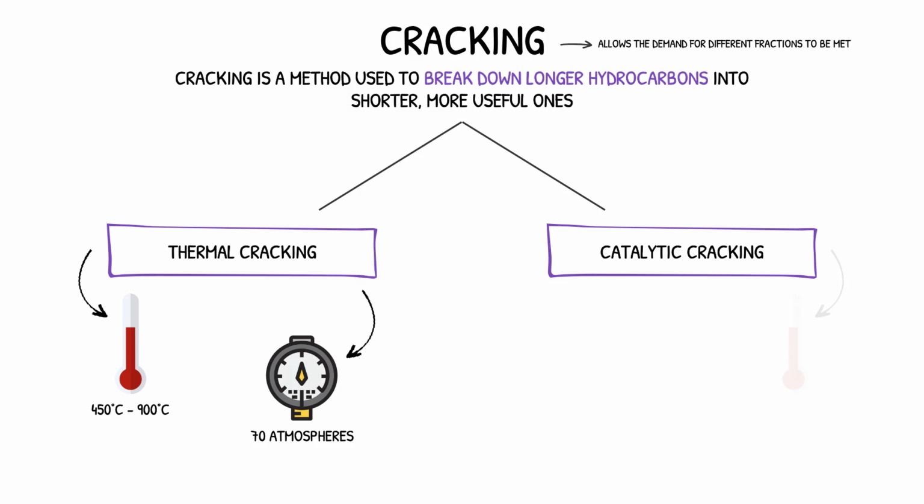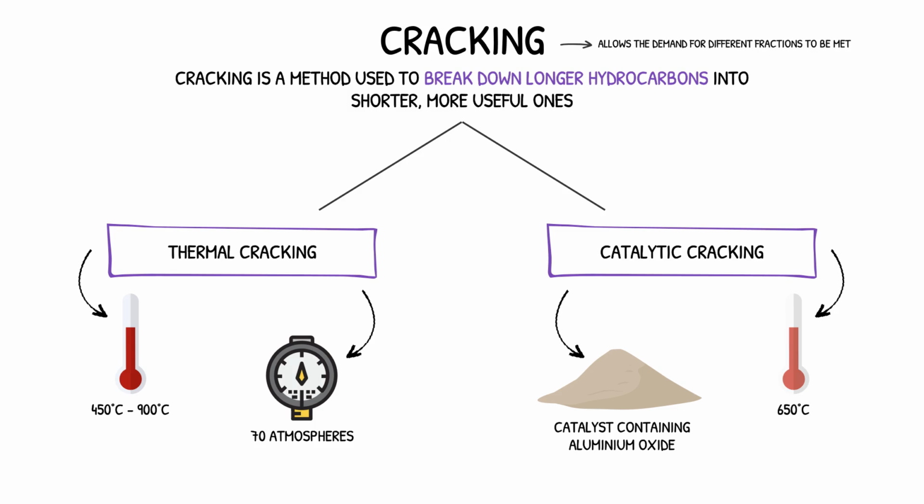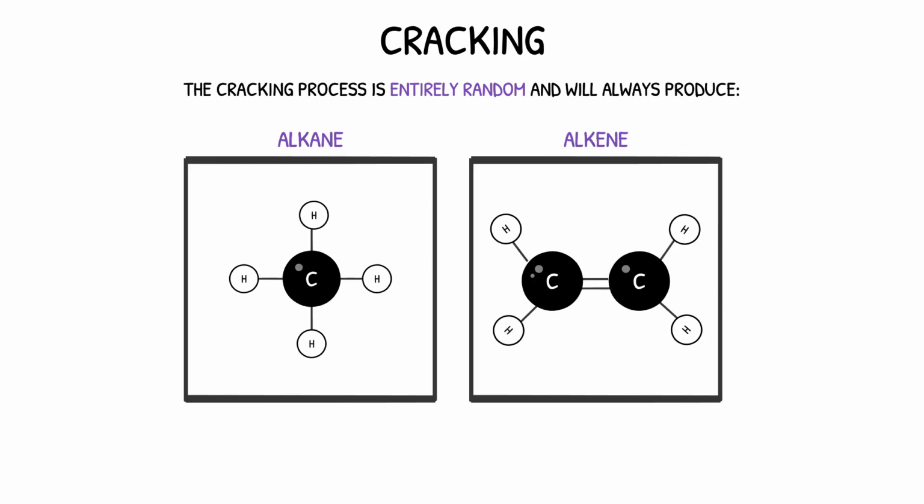Catalytic cracking heats the alkane to around 650 degrees Celsius, causing the alkane to vaporize. The vapors are then passed over a catalyst containing aluminium oxide, which causes the bonds in the alkane to break and reform. The cracking process is entirely random and will always produce at least one alkane and one alkene.